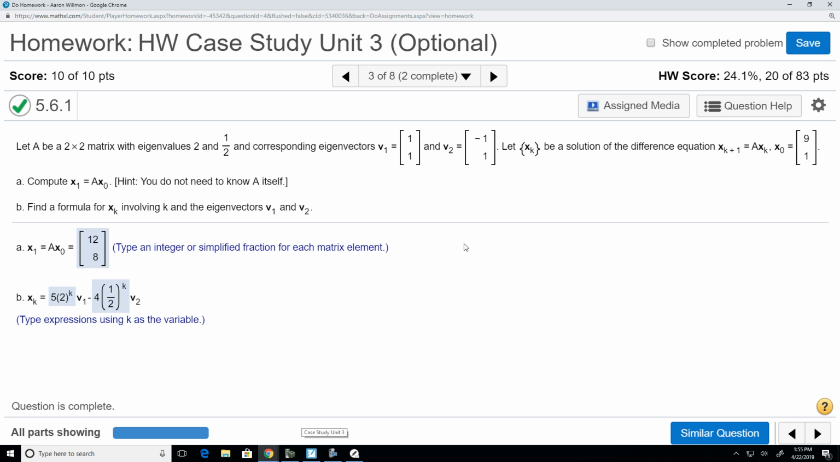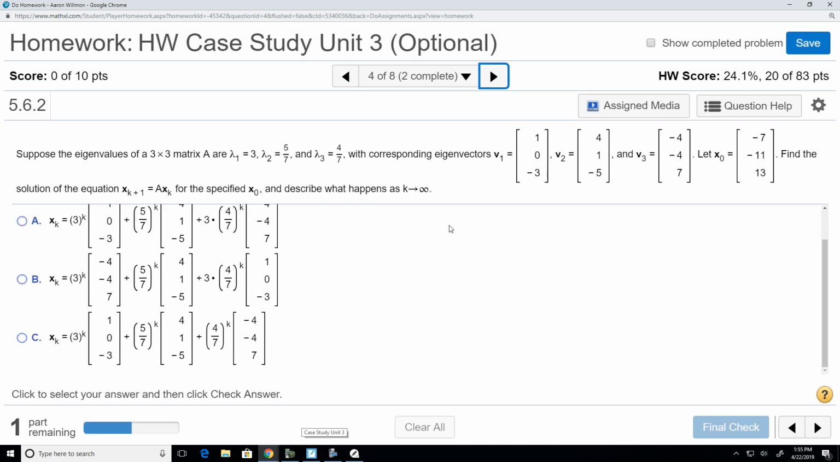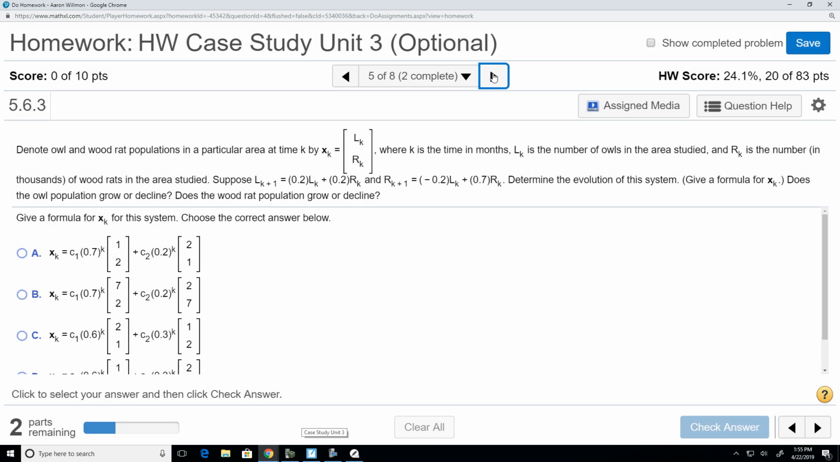You guys want to do another one of those? So that one's got more vectors. So let's skip that one. So let's look at this guy.